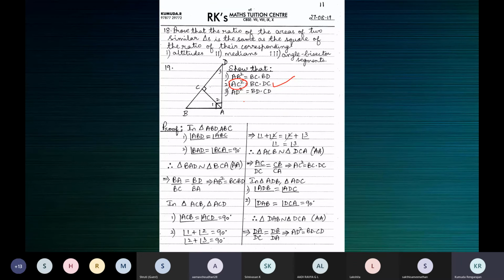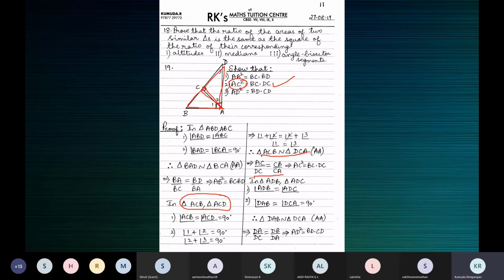Yeah, ACB. So see here, triangle ACB has AC in it. And again, triangle ACD also has AC in it. That's why we take up ACB and ACD and show that they are similar. Once you show that they are similar, their corresponding sides are proportional. You can write all the three ratios.